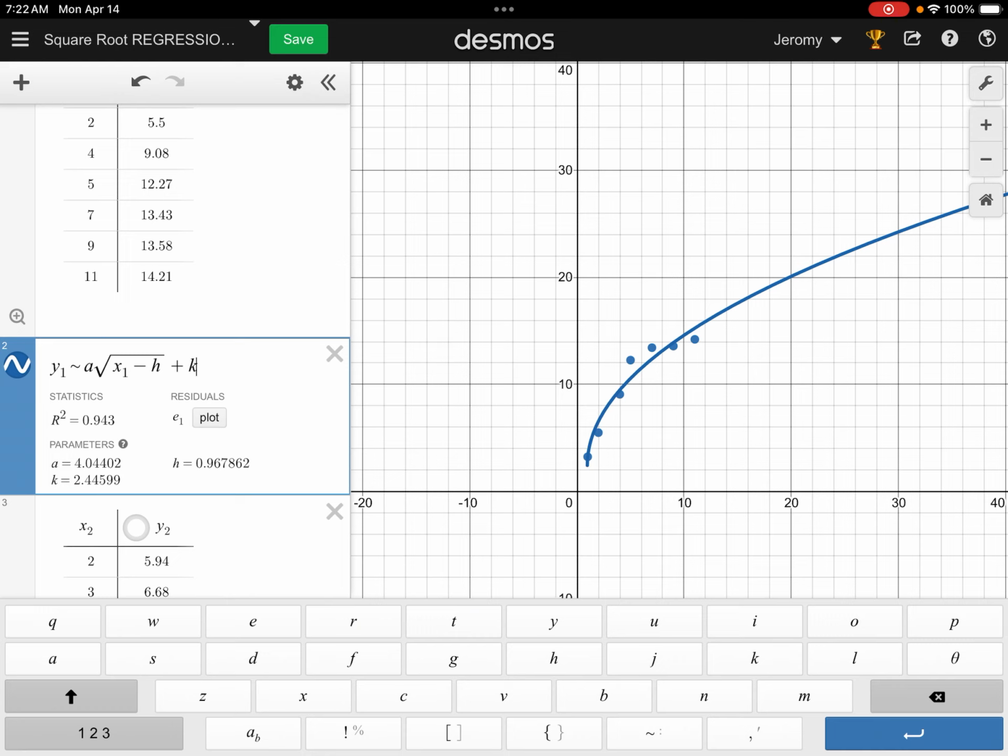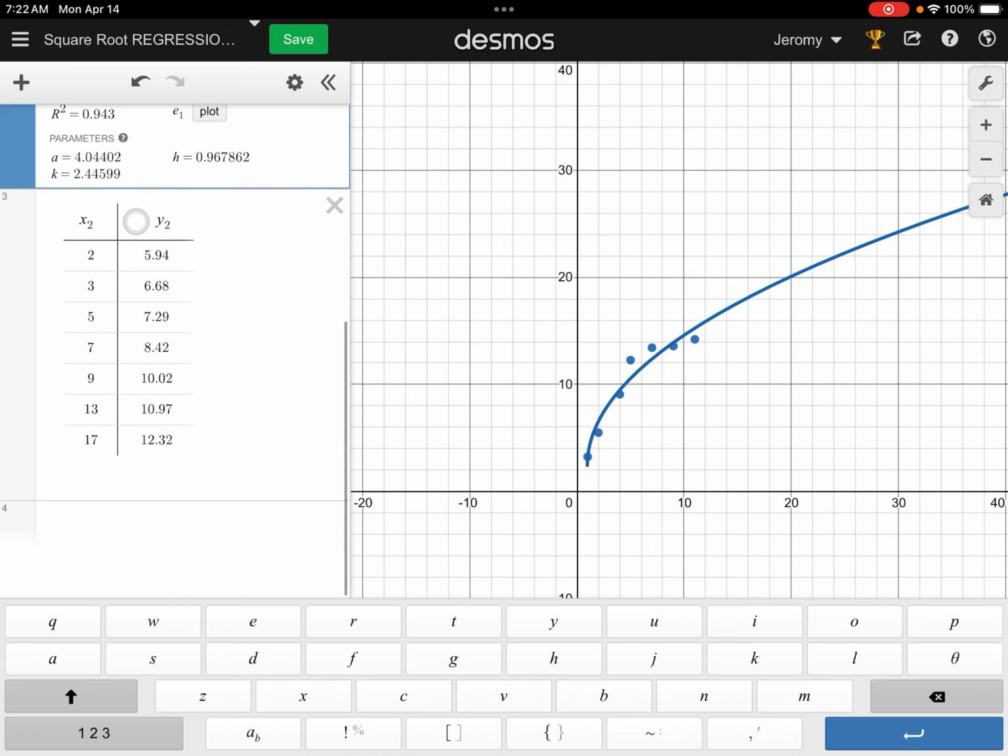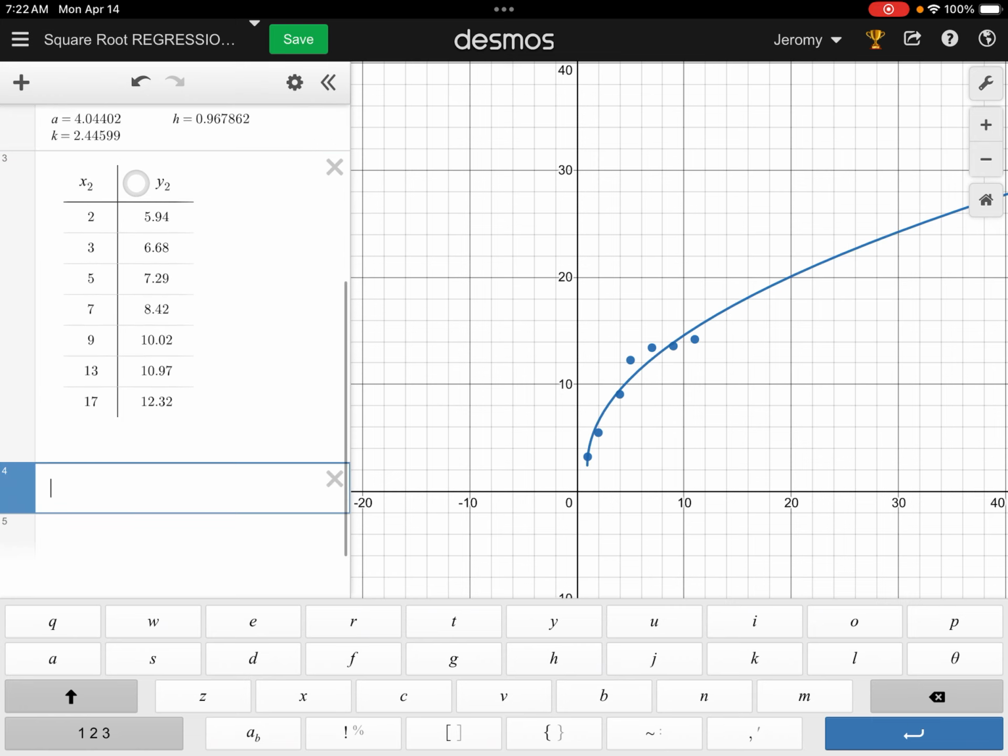Now, if you look at the graph on the right, notice that it moved to the right. So when we plug in h, we have to flip the sign. See, that h value is positive 0.967. We want to make that negative when we put it in the equation. So let's write an equation here.